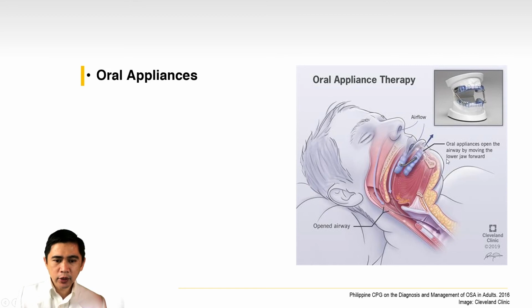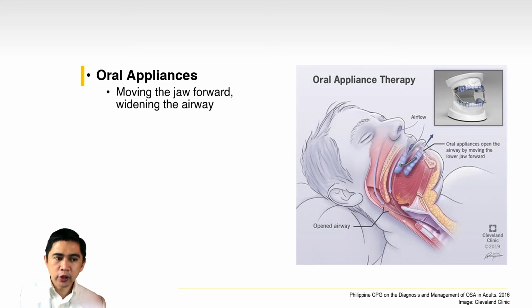Oral contraptions look something like this one. You have a contraption on the upper arch of your maxillary teeth and a contraption on the mandibular teeth. This will have a hinge wherein when you close your mouth, the jaw will be moved forward because of this metal that will direct it forward, and thus the tongue will also move forward, and thus the airway is more open than before.